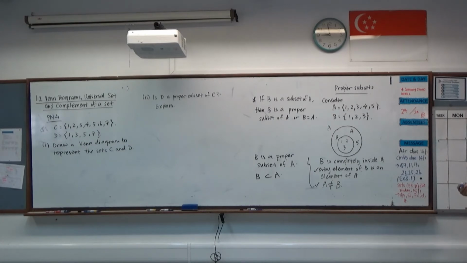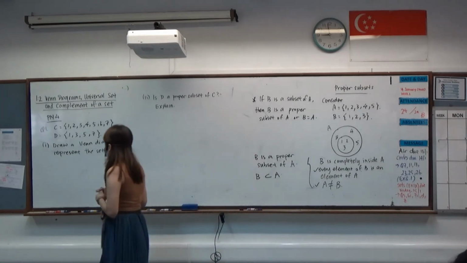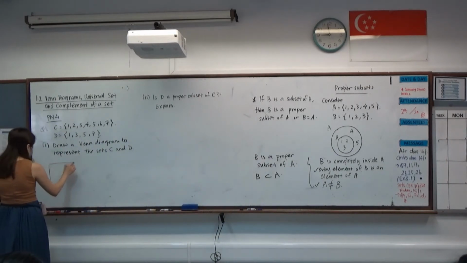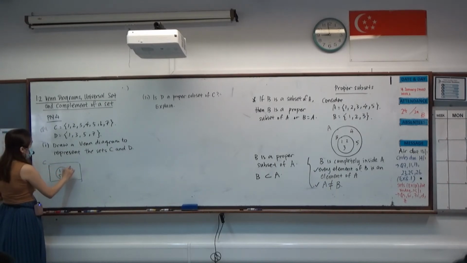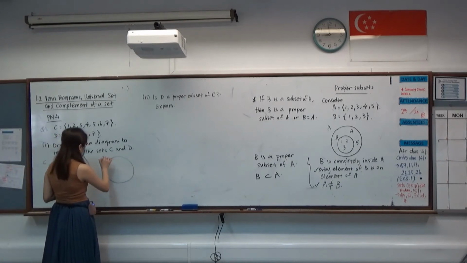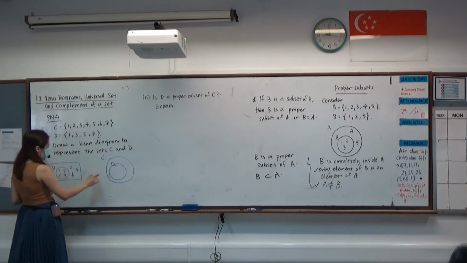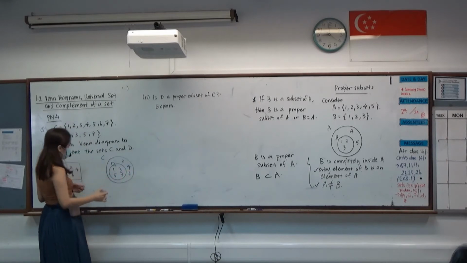Are we done? I noticed that some of you were drawing your Venn diagram. You drew it this way. Okay, then after that some of you drew it this way. So which is correct? Or are both correct?